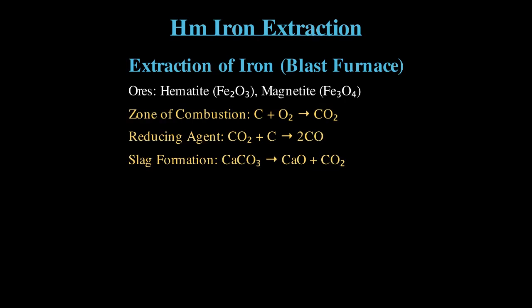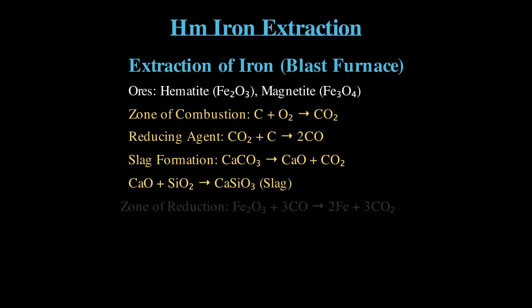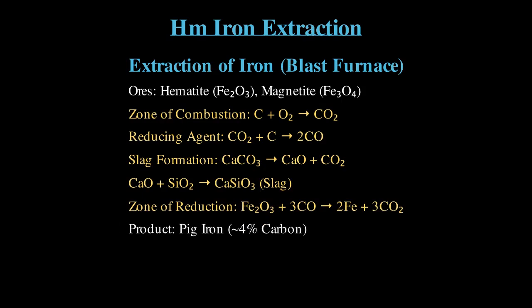Also in the middle is the zone of slag formation. Limestone, CaCO3, decomposes to CaO plus CO2. Then, CaO plus SiO2 gives CaSiO3, which is the slag. In the upper zone of reduction, around 700 degrees Celsius, the iron ore is reduced. Fe2O3 plus 3CO gives 2 Fe plus 3CO2. The product is pig iron containing about 4% carbon, which is brittle.